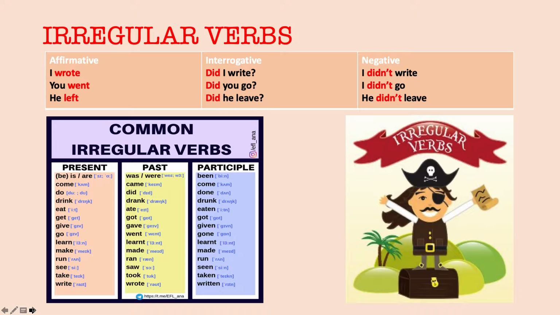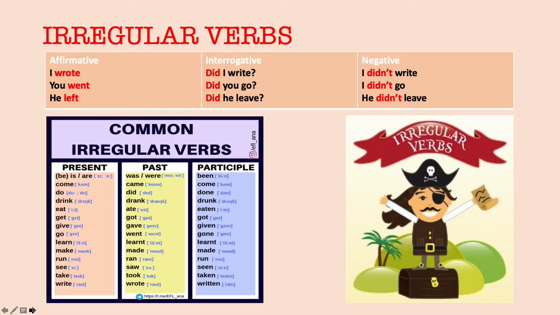However, many verbs in English are irregular. Irregular verbs have their own forms in the past simple, and you have to learn them by heart. So, for example, the past simple of write is wrote, I wrote. The past simple of go is went, you went, and the past simple of leave is left, he left.